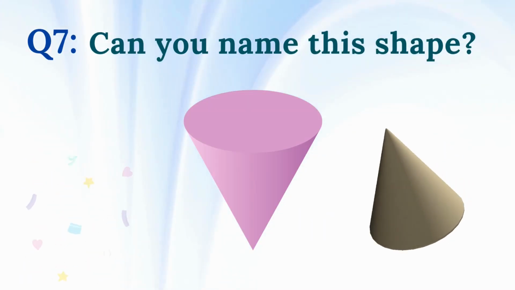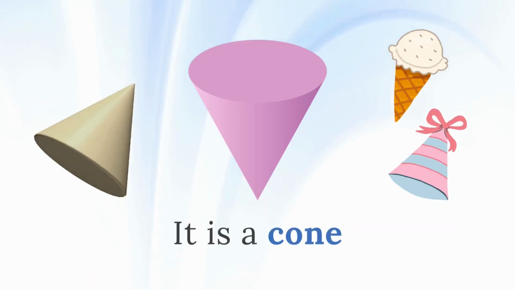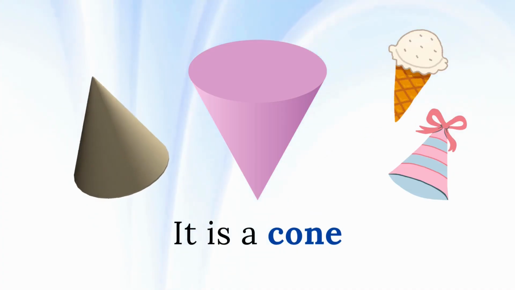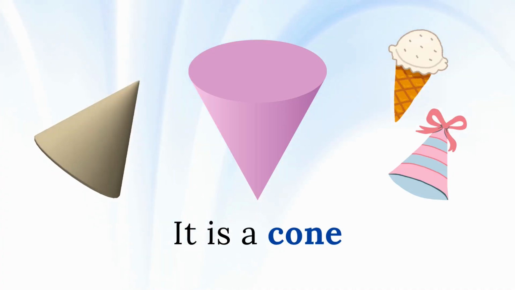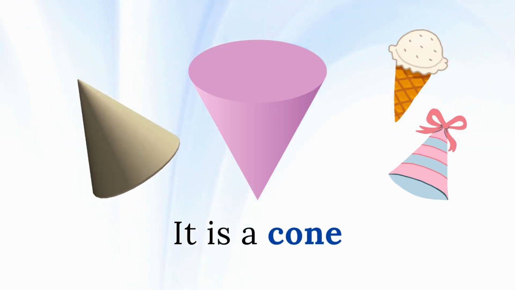Now, can you name this shape? It is a cone. Marvelous. A cone has 1 circular base and a pointed tip, like an ice cream cone or a party hat.